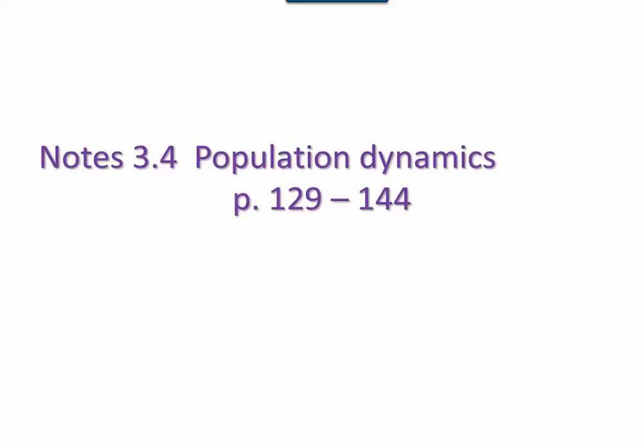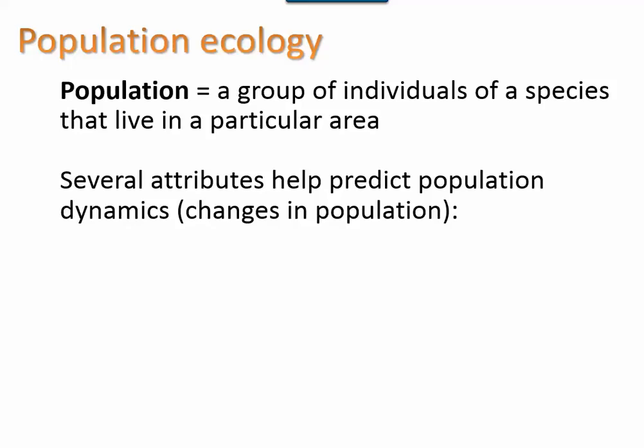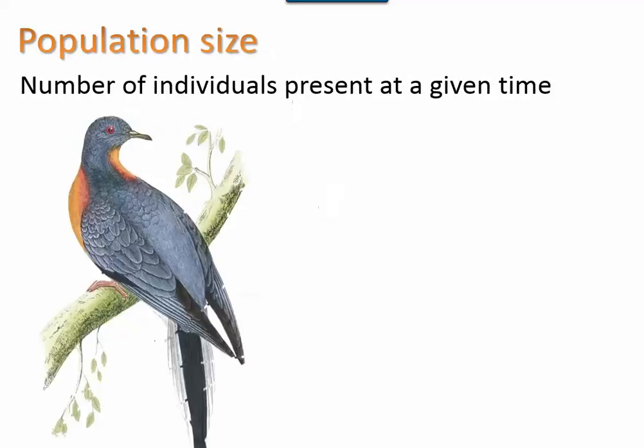All right, let's take a look at the ideas behind population dynamics. So population ecology, this is another branch of ecology where we look at how populations change. And population, remember, means a group of individuals of a species that live in a particular area. And several attributes help predict population dynamics. By dynamics, we mean changes in population. So we look at population size, density, distribution, sex ratio, and age structure, and also birth and death rates.